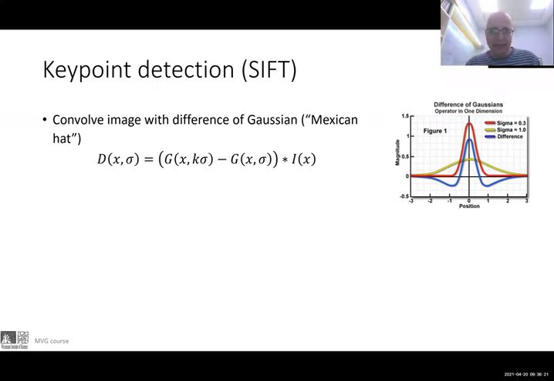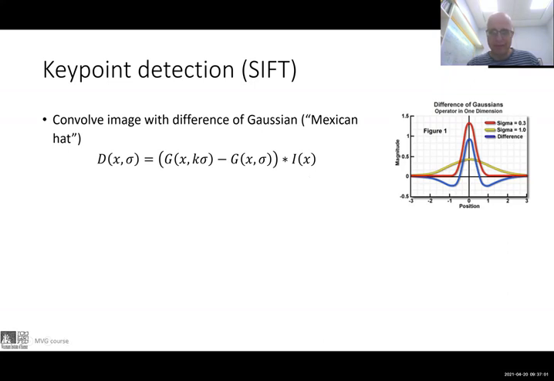So the idea in SIFT again is we want to detect features, but also we want to match them across images. SIFT, by the way, is the scale invariant feature transform. That's the name. So here is how it goes. First, we apply a filter that we call difference of Gaussians, or Mexican hat, to the image.